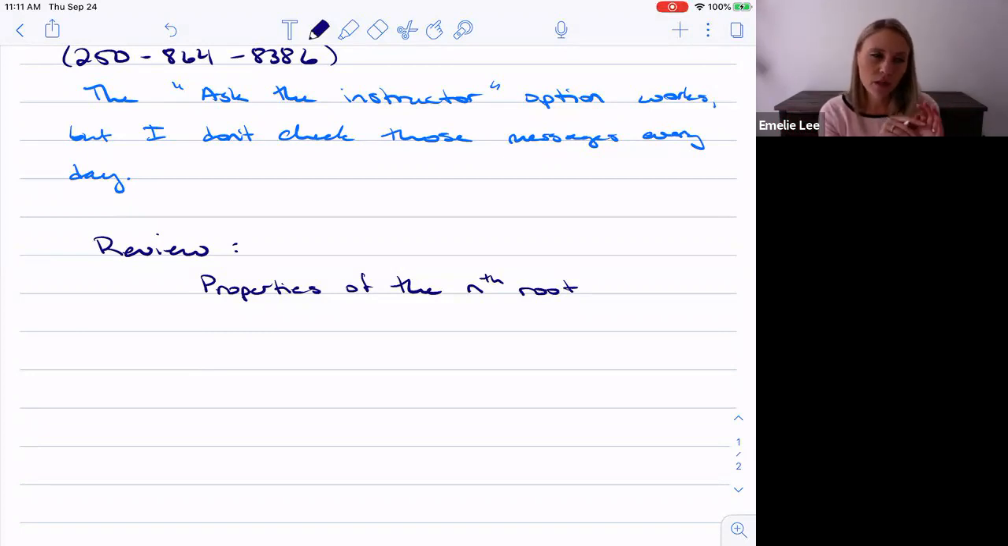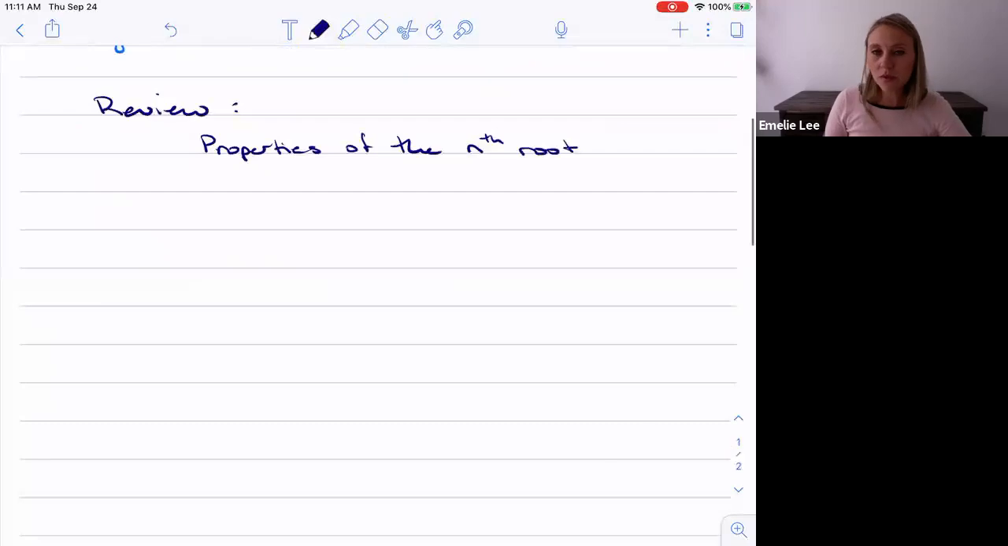Any root. What else could we do? Oh yeah, we can combine roots if they have the same root. We can split them up as long as we're multiplying or dividing. Right? So those are just properties of the nth root that we talked about. Then we moved on to use the root in rationalizing the denominator.